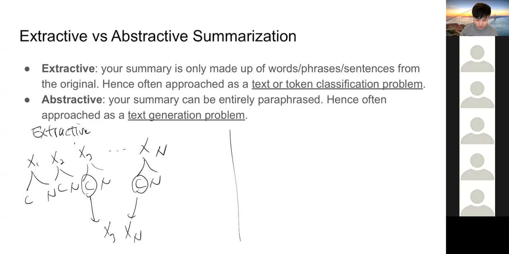But apparently, a lot of really good summaries are paraphrases, not exact extractions from the original news article or document. In this case, you cannot assume that your summary will be entirely extracted from the original article, nor can you assume that the words will not be shuffled. Maybe you talk about something before other things that appeared first in the original article. That's why in the abstractive case, you have to approach this problem as a text generation problem.